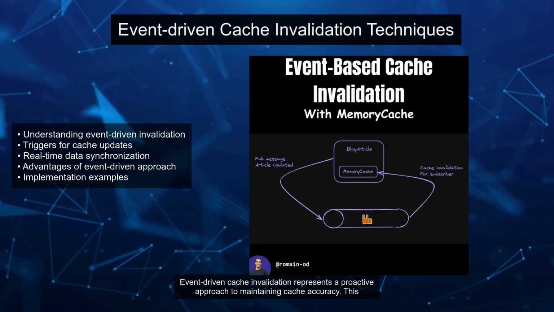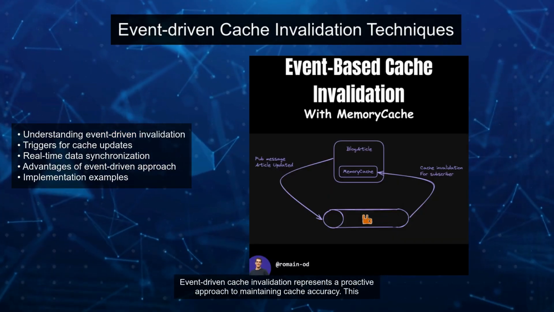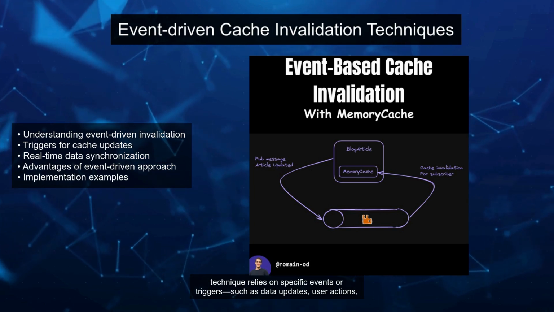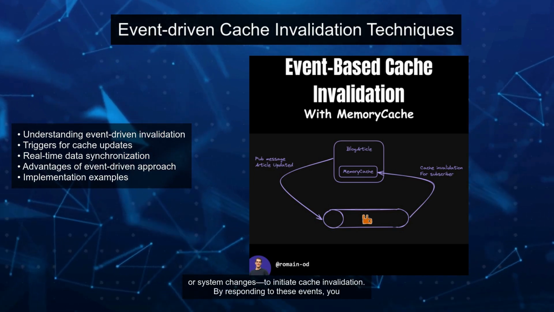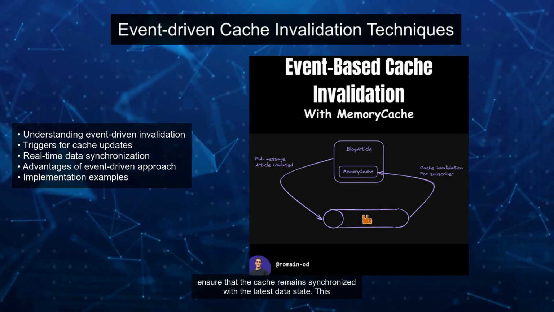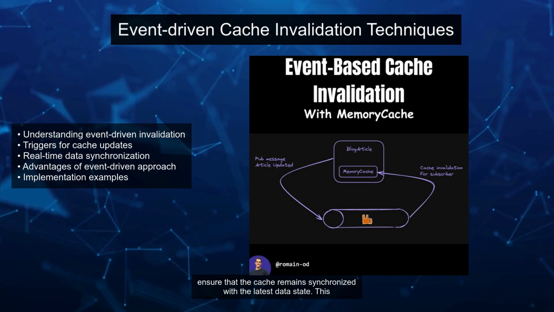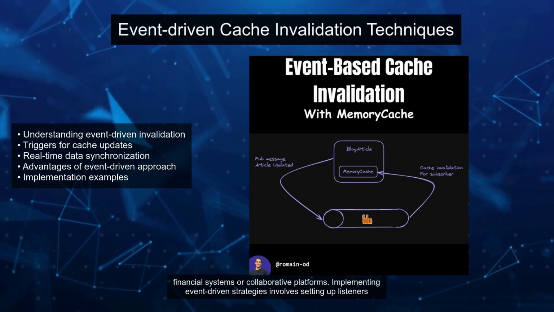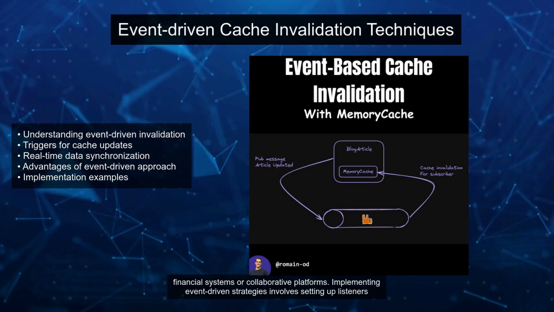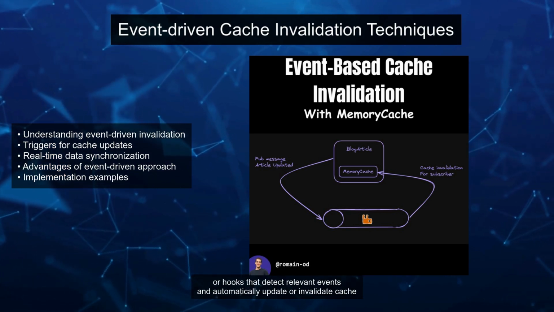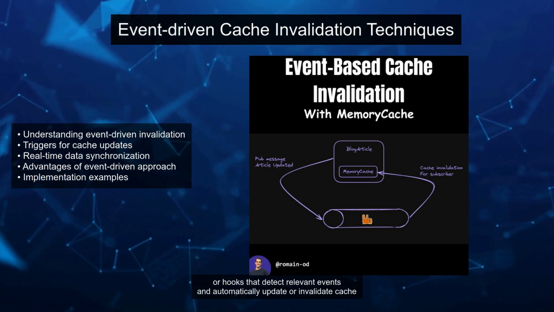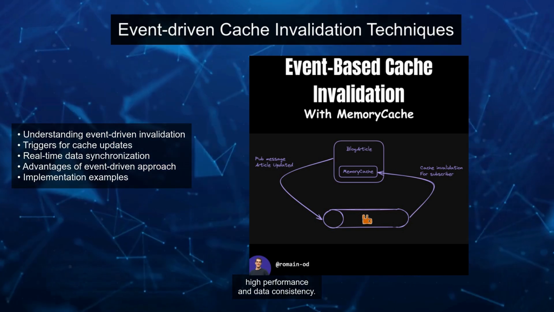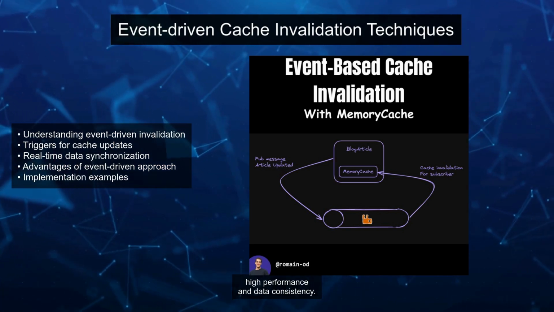Event-driven cache invalidation represents a proactive approach to maintaining cache accuracy. This technique relies on specific events or triggers, such as data updates, user actions, or system changes, to initiate cache invalidation. By responding to these events, you ensure that the cache remains synchronized with the latest data state. This approach is particularly beneficial in applications requiring real-time data consistency, such as financial systems or collaborative platforms. Implementing event-driven strategies involves setting up listeners or hooks that detect relevant events and automatically update or invalidate cache entries. This results in a more dynamic and responsive caching system, maintaining high performance and data consistency.